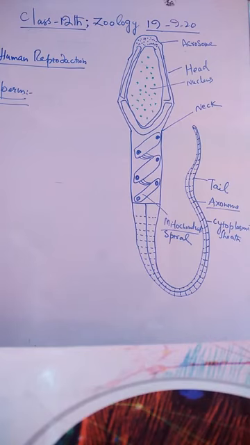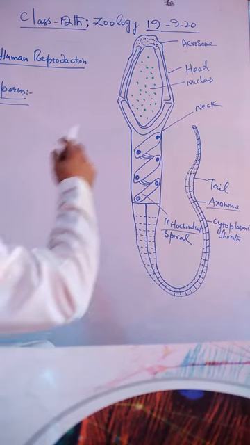A spermatozoon is a haploid male gamete whose primary function is to fuse with the ovum, to restore diploidy, and to transmit paternal characters to the offspring. This is the structure in front of you.